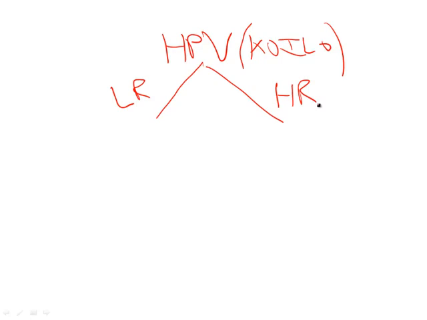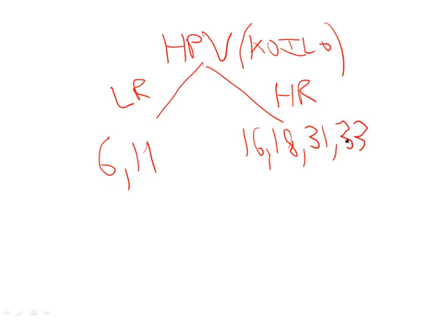Now, basically, the low risk subtypes, the key ones are 6 and 11. And the high risk subtypes, the key ones are 16, 18, 31, and 33. Those are the ones to be most familiar with. If you're limited on time and you're having trouble remembering this, the big ones are 16 and 18. But I'd like you to know that there's multiple. I'm just giving you the four most common here. So the most common low risks are 6 and 11. The most common high risks are 16 and 18.